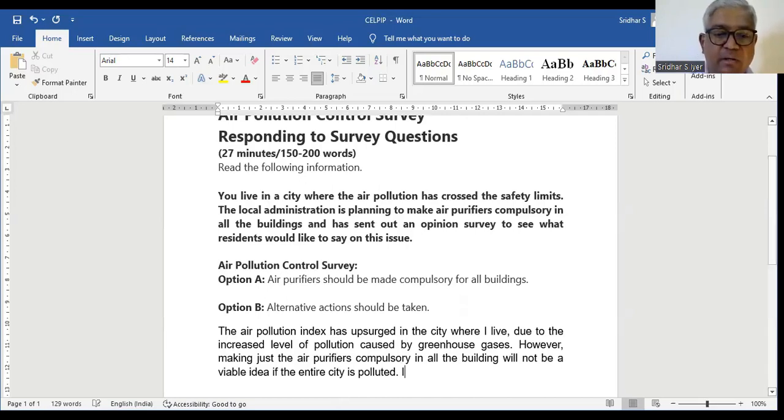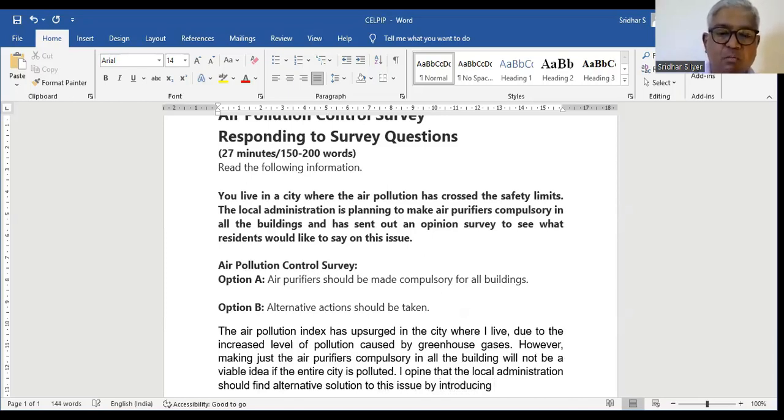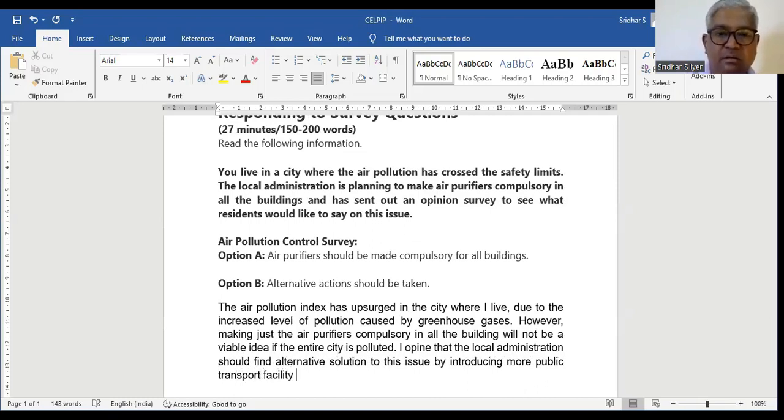In my opinion, or I opine that the local administration should find alternative solution to this issue by introducing more public transport facility in the city. So we have introduced the topic.